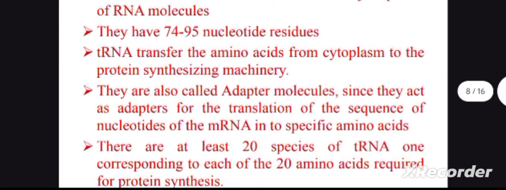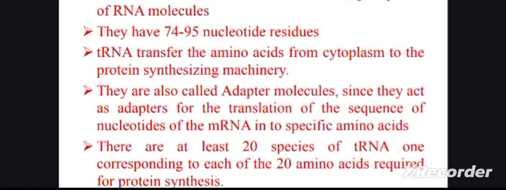So the next one is transfer RNA. Transfer RNAs are one of the smallest of the 3 major species of RNA molecules. They have 74 to 95 nucleotide residues. tRNA transfers the amino acid from the cytoplasm region to the protein synthesizing machinery, and they are also called adapter molecules.